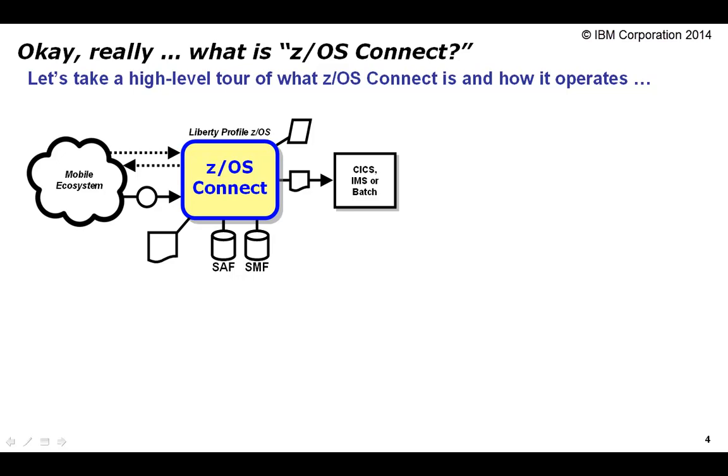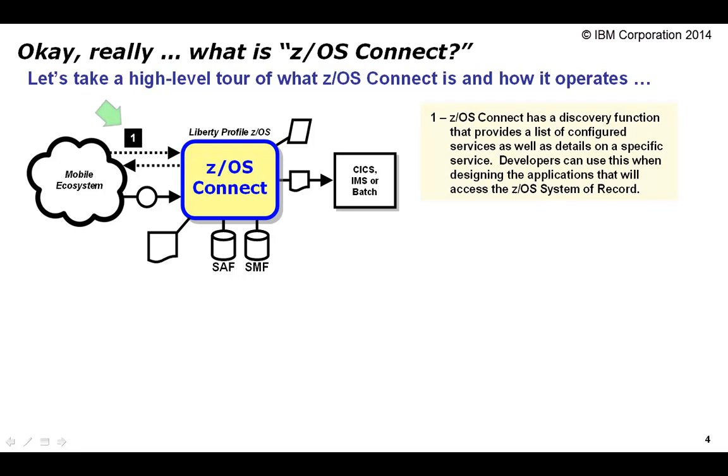Here's a picture showing some of the essentials of zOS Connect. Let's take a tour of how this works. Follow the numbered blocks that will appear. We start by pointing out that zOS Connect has a discovery function. That can be used by developers to get a list of back-end services configured in zOS Connect. It can also be used to query for details on any given configured service.